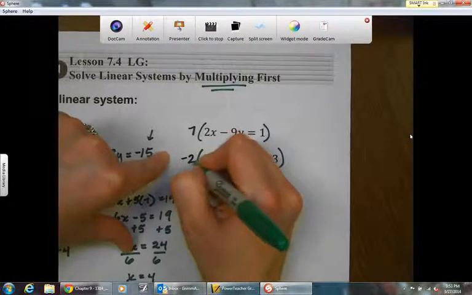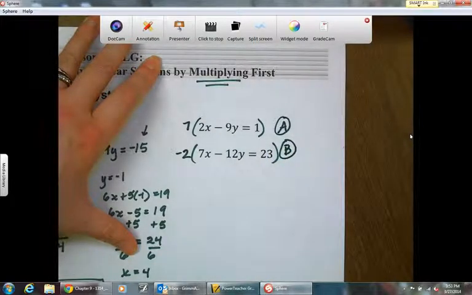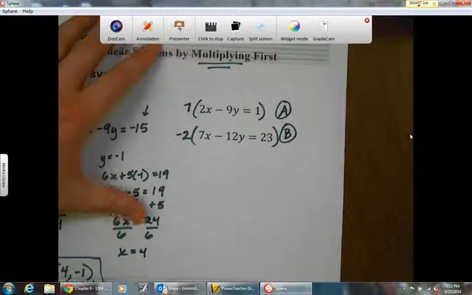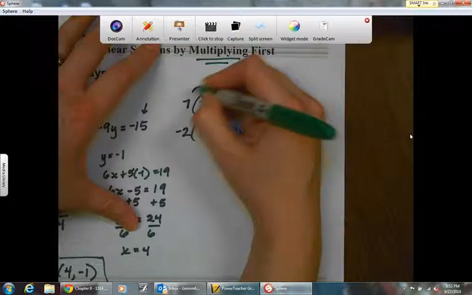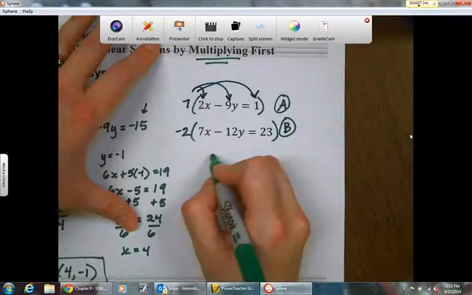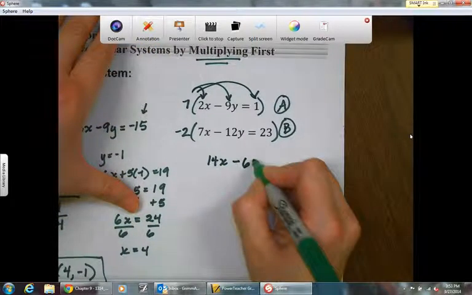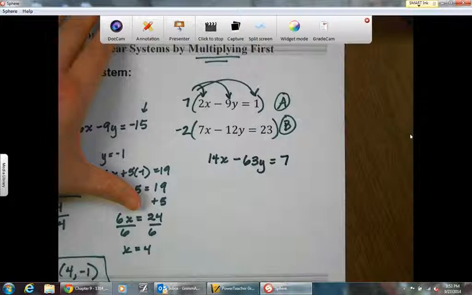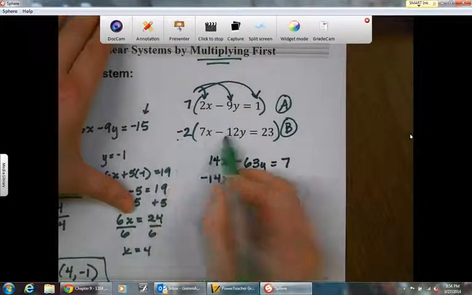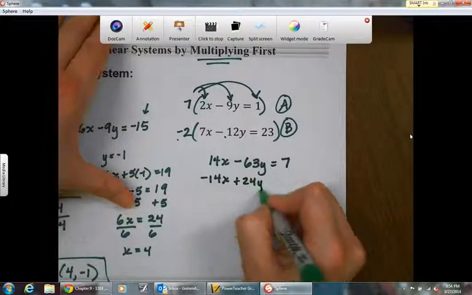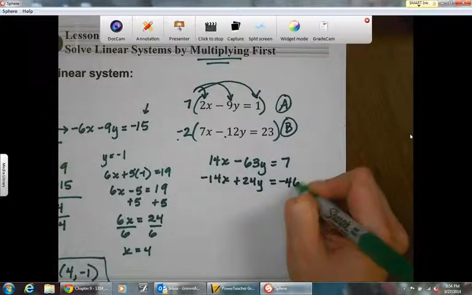All right, so I'm going to label these two equations so we can keep track of them. So I've got one as an A and one as a B. All right, so I'm going to take that A equation, I'm going to multiply through, so I'm going to distribute the 7 to each of those three terms. All right, so I have 14x, and I have negative 9 times 7, so 63y equals 7. And then the bottom I have negative 14x, and a negative would make it positive 24y equals, what would that be, negative 46. Let's hope I don't mess up on my simple math here.